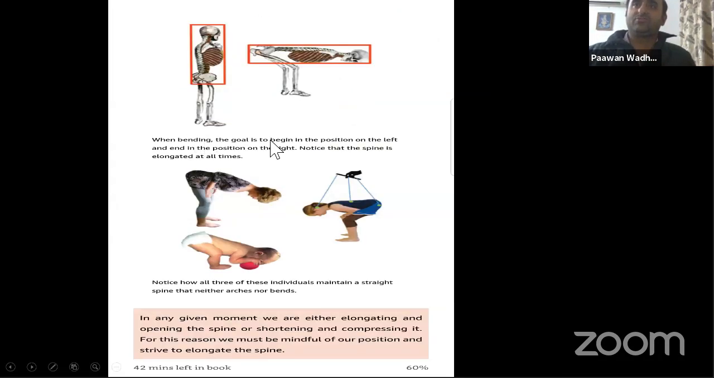When bending, the goal is to begin in the position on the left, the proper position, and end in the position on the right. Notice that the spine is elongated at all times. Notice how the three of these individuals maintain a straight spine that neither arches nor bends.